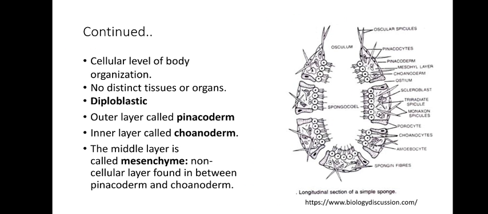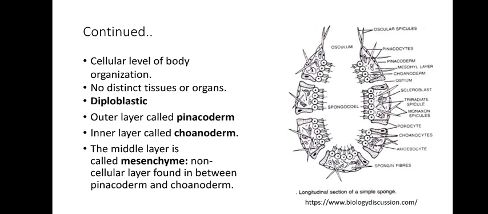The next feature is the organization. Again, we have seen in one of the classes, the body organization found in porifera is cellular level, because here there are different cells performing particular function. So it is cellular level of organization, but there is no tissue formation and no organ development at all.